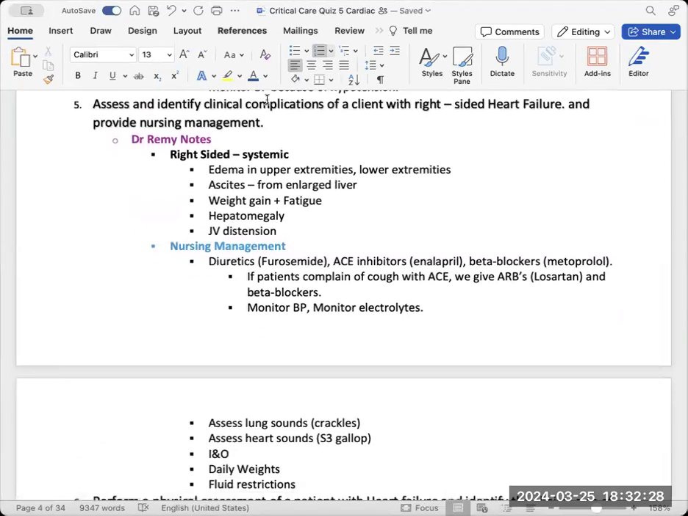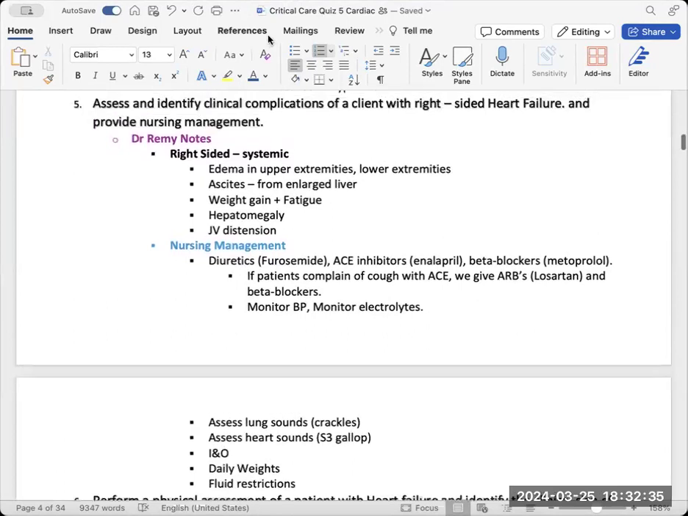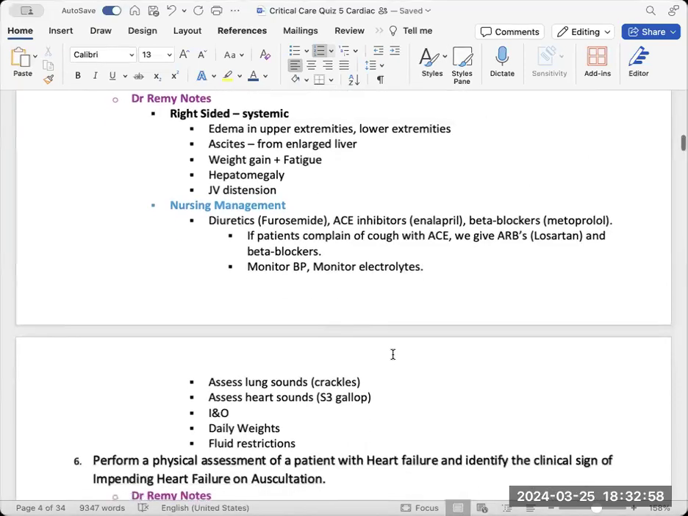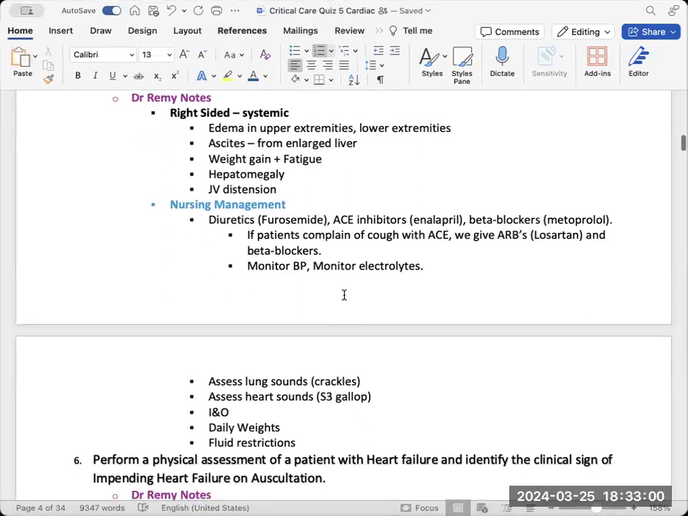The next question is to assess and identify clinical complications of right-sided heart failure. So I already talked about right-sided, remember, it's systemic congestion. So that means we have edema, right? We have jugular vein distension. We have ascites or fluid in the abdomen. We have hepatomegaly. We have weight gain and even fatigue, right? All of those things because the blood is pooling now in the body, because it can't push it towards the lungs.